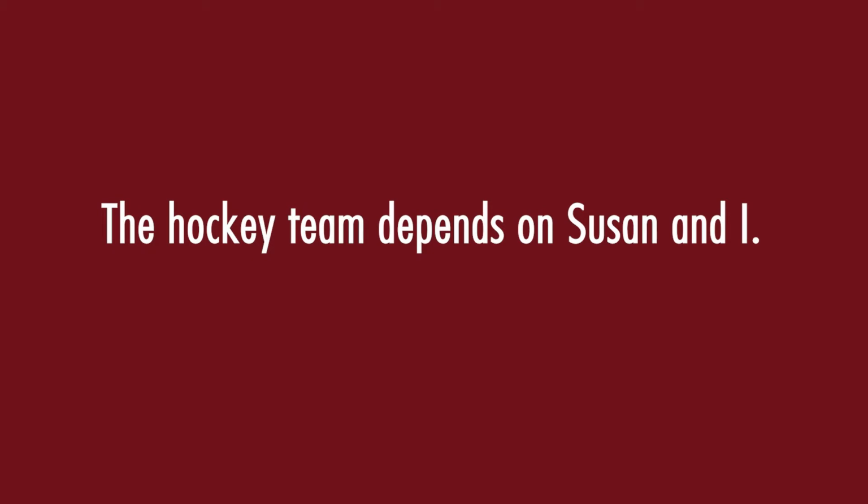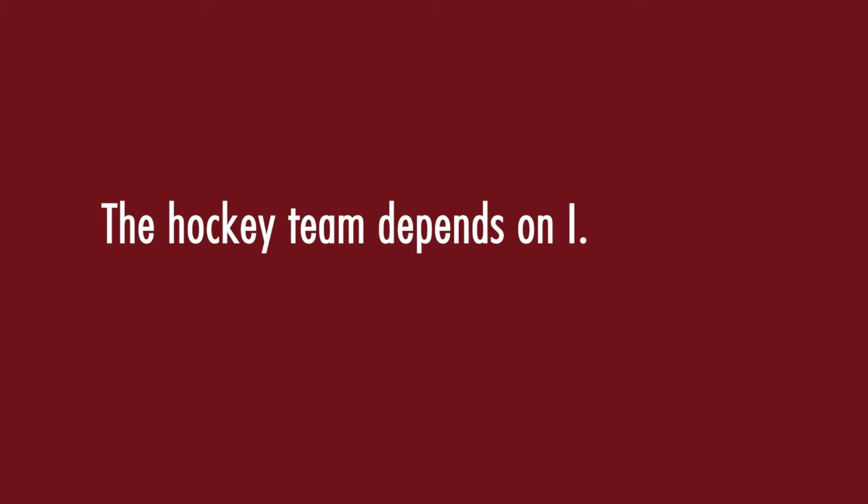The first step is to leave just one of the pronouns in the clause. Look at this example. The hockey team depends on Susan and I. So, we take Susan out of the sentence. Sorry, Susan. And see what it looks like. The hockey team depends on I. Ew. What? No, that definitely isn't right.